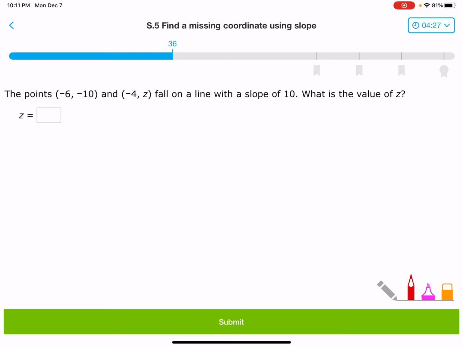Hopefully this helped you guys out and gave you a better understanding of how to find the slope of a missing point and how to solve the slope of 2 points.